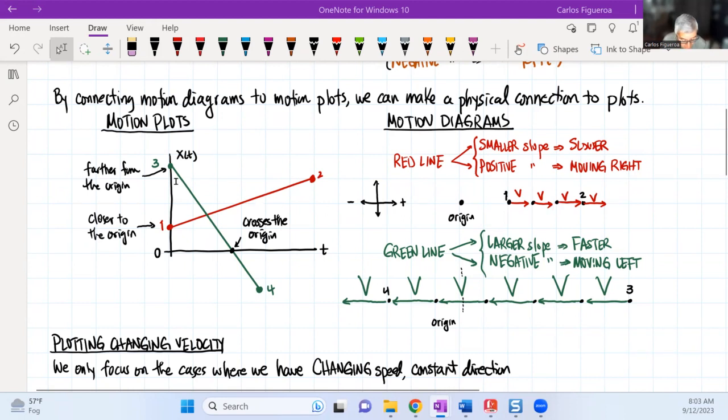Now I look at the green line. As I look at the green line, okay, somebody needs to mute that, please.